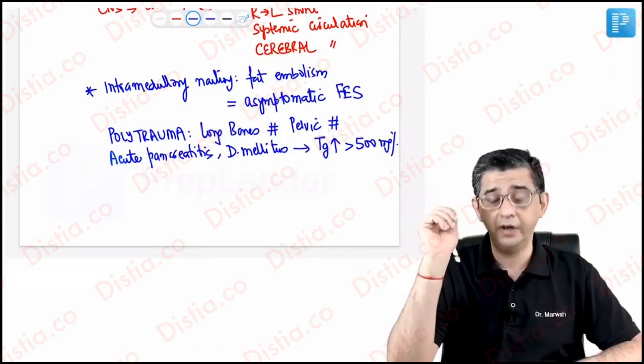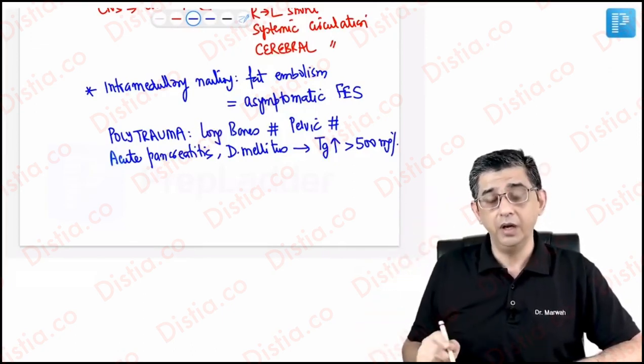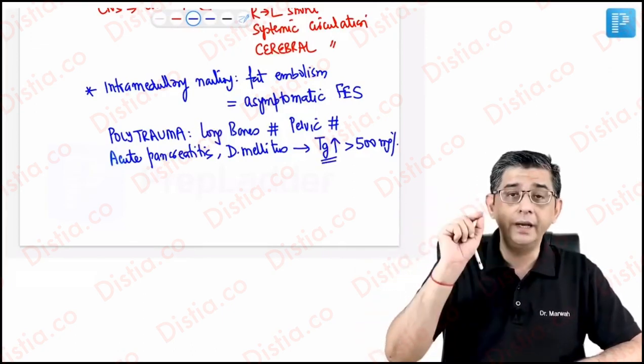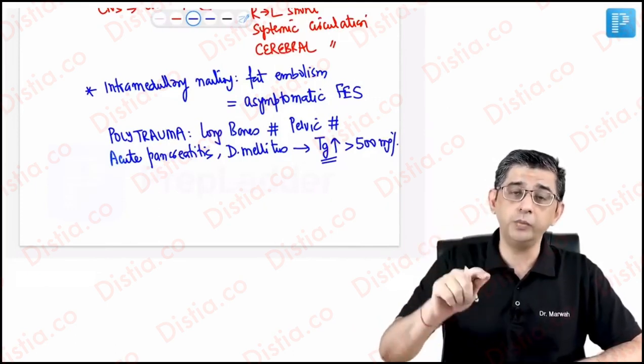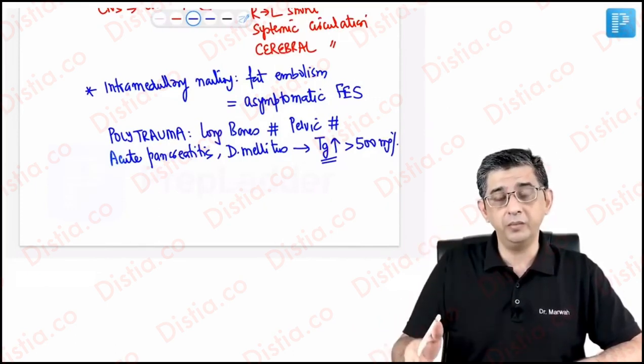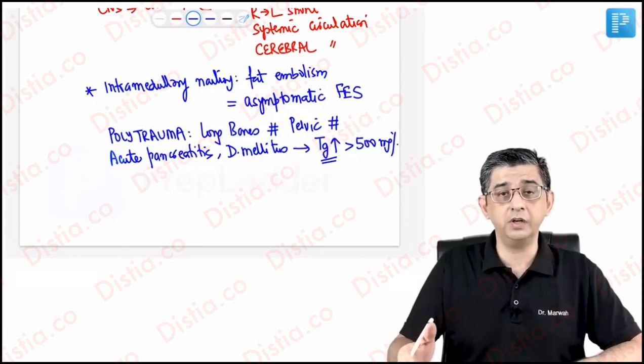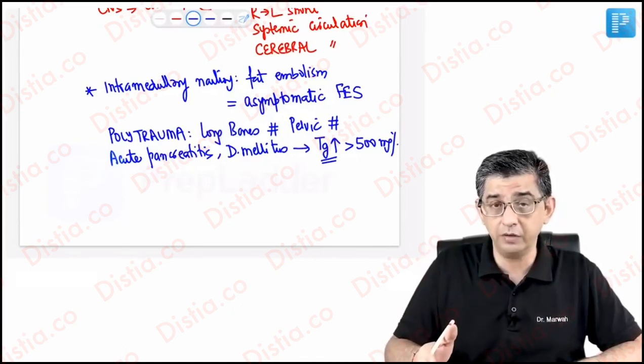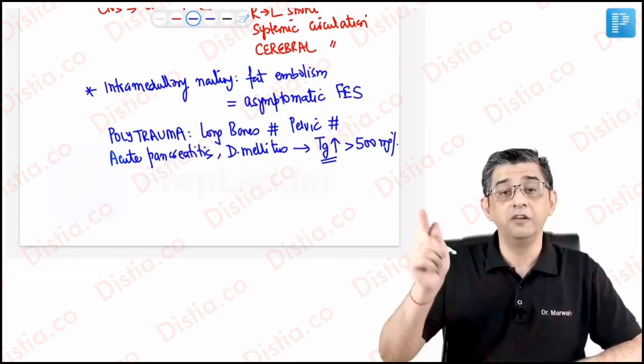Listen to my words carefully. I said hypertriglyceridemia. Hypertriglyceridemia is an independent risk factor for acute pancreatitis. Hypertriglyceridemia is also a documented risk factor for a person having fat embolism manifestations even without trauma.